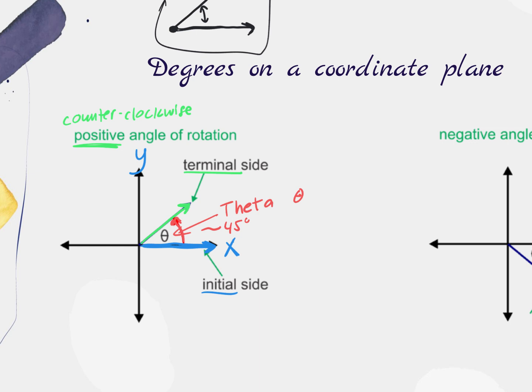But if you keep rotating, so if I keep going in the counterclockwise direction, and go a little bit more, and you reach this part of the y-axis, the positive part of the y-axis, what angle do you think that is? If we remember, this is going to form a right angle, and a right angle is 90 degrees. So this is a 90-degree angle, and we're always going to start at 0.